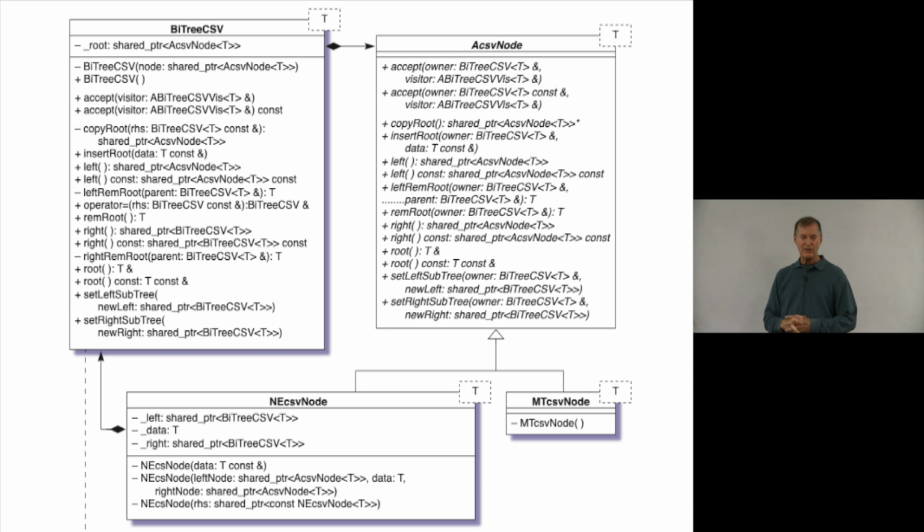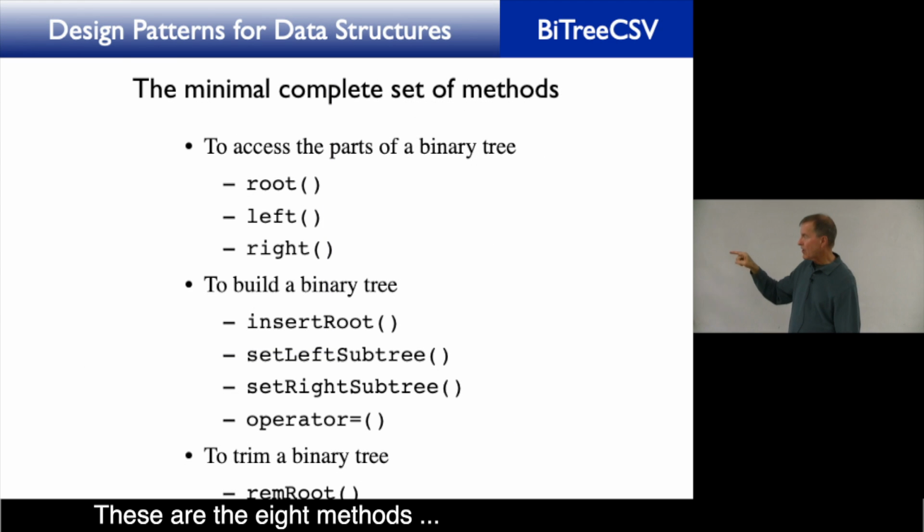So if you have my tree, my tree is a bi-tree CSV, because it has an underscore root, and an underscore root is a pointer to a node, and a node can be either a non-empty node or an empty node, and it can have all that stuff. And then these are the 6 methods: root, left, right, insert root, set tree, and rem root. These are the 6 methods that you have access to with the host.